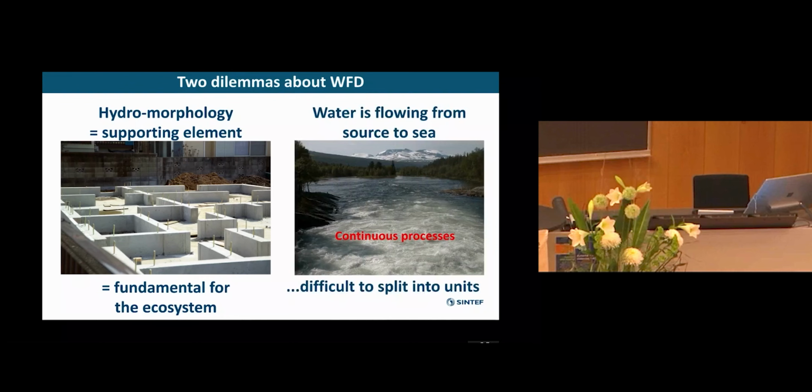Another challenge, which I believe already has been addressed yesterday, is that water is, of course, flowing from the mountains to the sea, from source to sea, and it's sometimes difficult to split it into units, as you have to do. We always have to do that. Researchers also do that. When we study things, we cannot always have the full picture. Like Mauro talked about, we can look at barriers, but we are in a very local scale, but we also need to look at it in a total scale. So this is a challenge. It's difficult, and we have to keep in mind that things are connected in a river. Okay, that was my dilemmas about the Water Framework Directive.